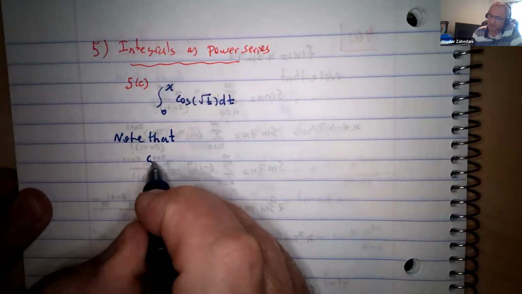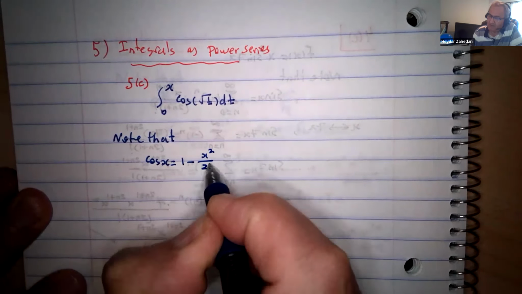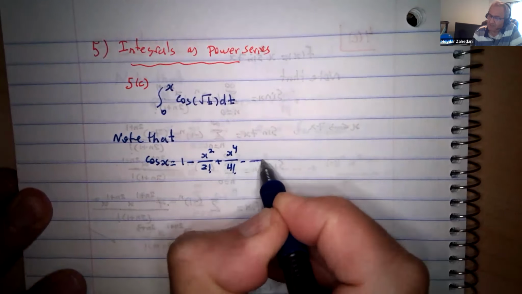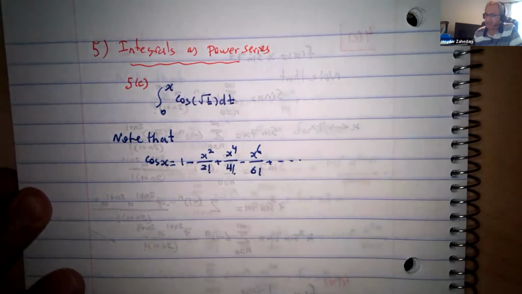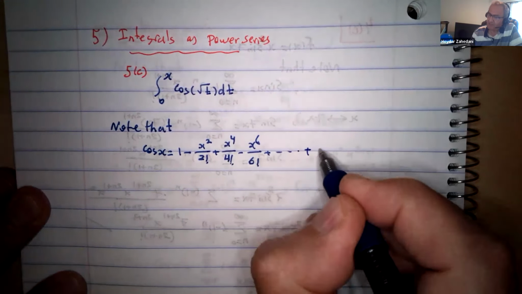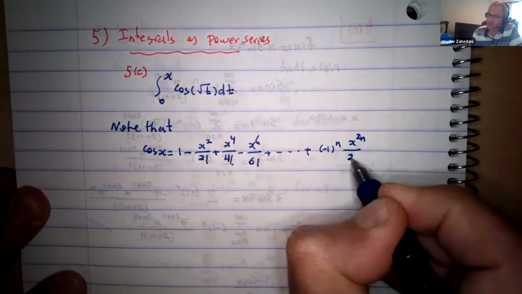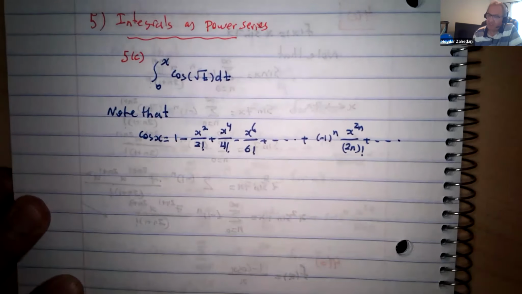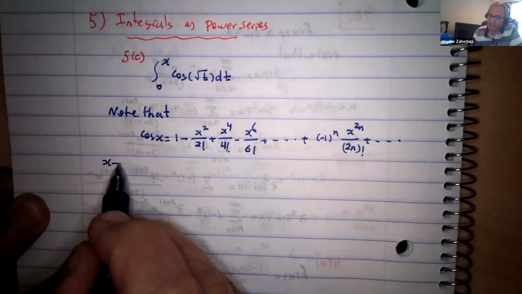For cosine x, you must know that it's going to be 1 minus x squared over 2 factorial plus x to the 4th over 4 factorial minus x to the 6 over 6 factorial, and so on. The general term is negative 1 to the n, x to the 2n over 2n factorial, or just in sigma form. What you need is cosine of the radical t, so you can replace x by radical t.